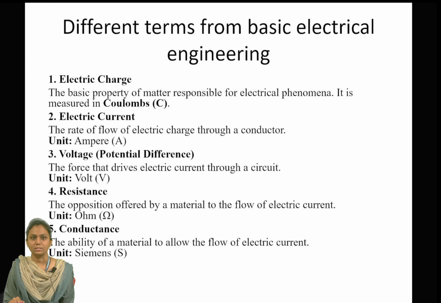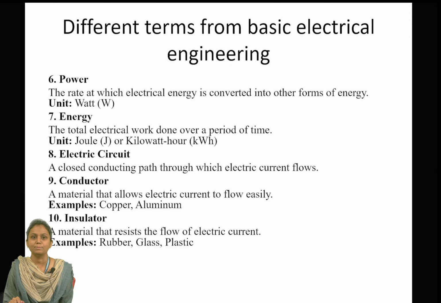Next one is resistance. The opposition to the flow of current is known as resistance. It can be denoted as capital R and its unit is ohm. Next one is conductance. The ability of a material to allow the electric current to flow through it is known as conductance, and its unit is Siemens. Conductance is denoted as capital G.